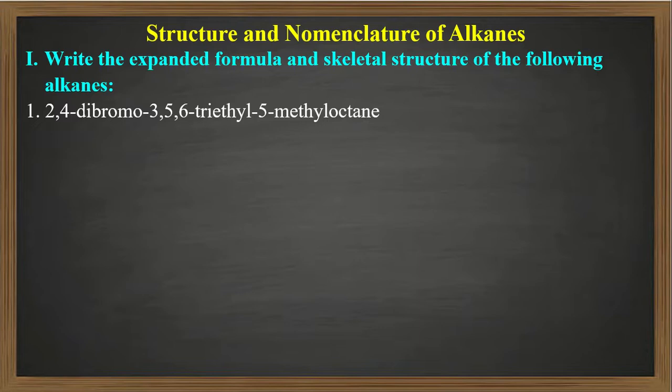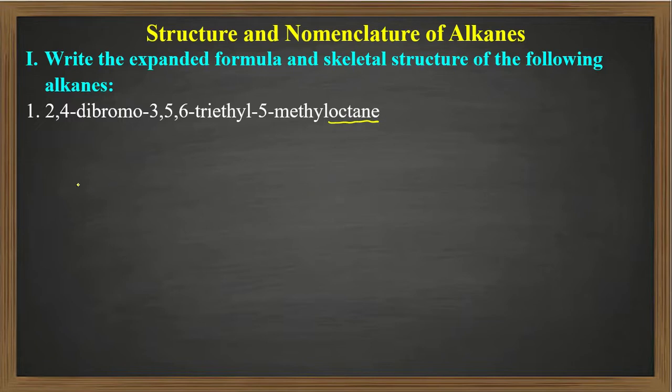It's writing the expanded formula at saka yung skeletal structure of the following alkanes. So again, yung first natin na name, we have 2,4-dibromo, 3,5,6-triethyl, 5-methyl octane. As what I have told you before, in writing the expanded at saka skeletal structure, first nato buhaton is to write yung parent name. Yung longest chain ng ating alkane. So, we have octane here.